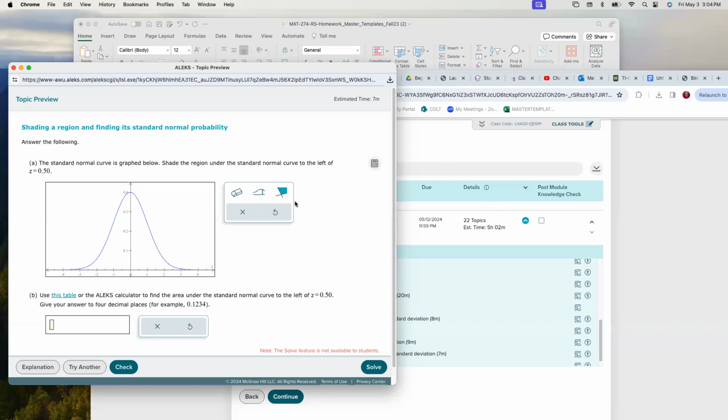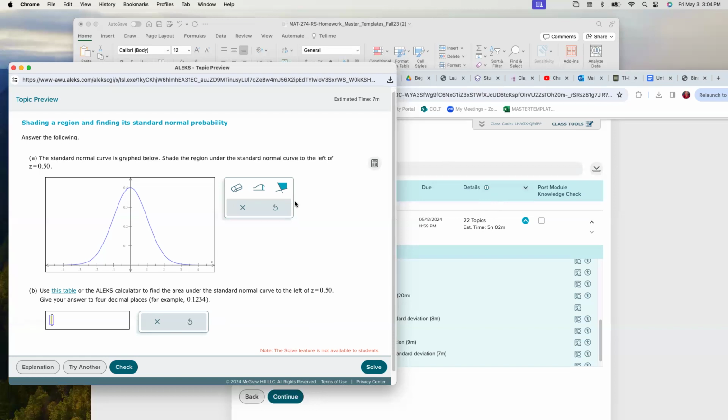So let's jump into this problem here. We are asked to shade a region and give a standard normal probability, where we are given a standard normal graph below. Now, when you see the phrase standard normal graph, that means we're dealing with the normal curve or the normal density with a mean of 0 and a standard deviation of 1. So the standard normal always means mean is 0, standard deviation is 1.